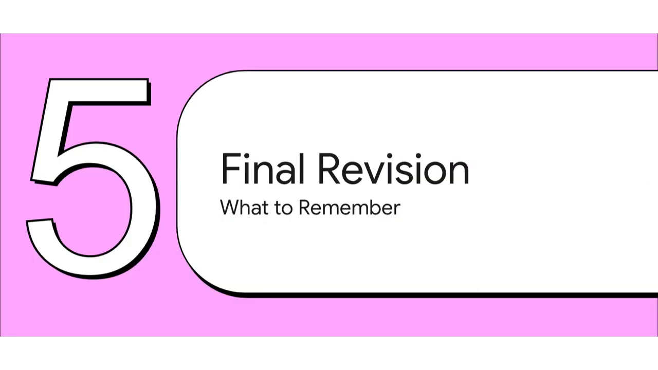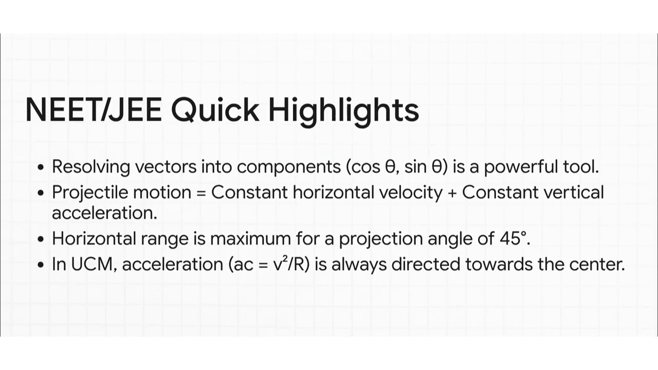Okay, let's quickly revise everything we've just covered. These are the key points, the absolute must-remembers that you need to take with you into the exam hall. So let's summarize this fast. Number 1, always remember resolving vectors is your most powerful tool. Number 2, think of projectile motion as 2 separate 1D problems. And hey, they will ask you this directly. When is the range maximum? The answer is 45 degrees. And finally, in uniform circular motion, even with constant speed, the acceleration is always towards the center. That's it. You remember these?